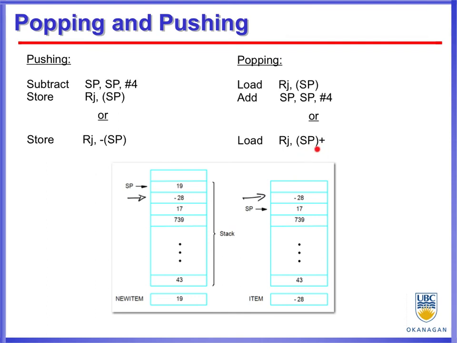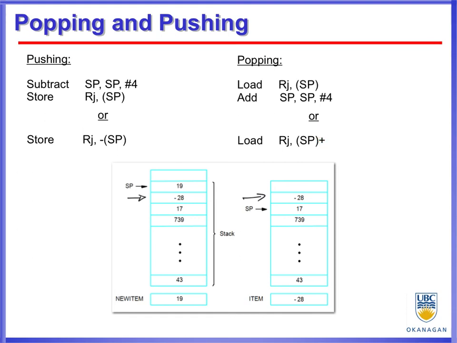Or I can use the auto increment feature to do the same thing, right? My stack pointer's pointing at negative 28. I want to take it and pop it and put it into RJ, and then I want to add 4, so my stack pointer points to the next memory address, my new top of stack. And this is why the auto decrement always happens first, and the auto increment always happens after. Most instruction sets don't have an auto decrement where the subtraction is after, or an auto increment where the addition is before, because they're primarily used for manipulating the stack pointer, and we always want to decrement the stack pointer first, or increment it after.